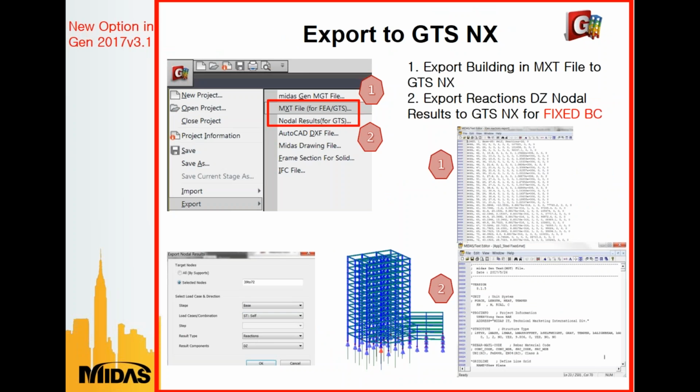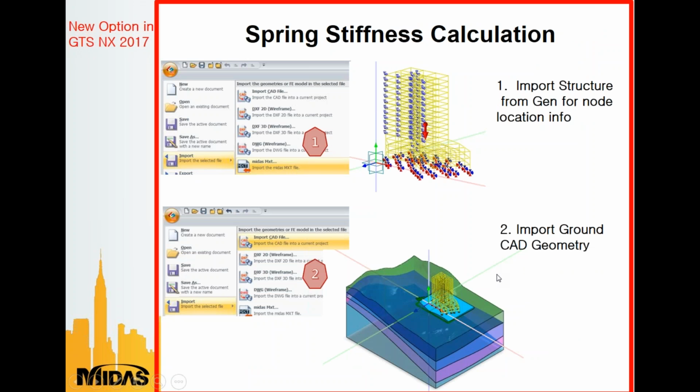Within the Midas family, like I said, in the 2017 version there is a patch that you can use to create a text format of the building to be read by our geotech software. And you can also send nodal results. In this case, we would be able to export reactions in different directions, for instance the vertical reactions, also into a text format. This can then be imported into GTS NX, which is our geotech software. And so you would be able to import the structure.